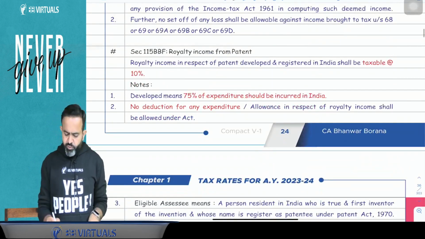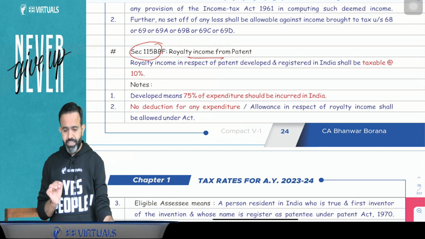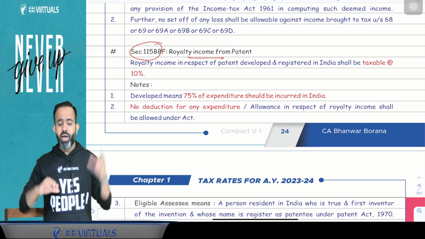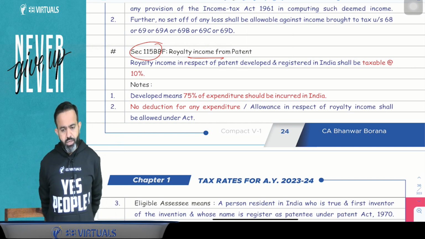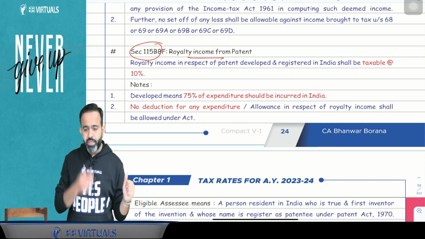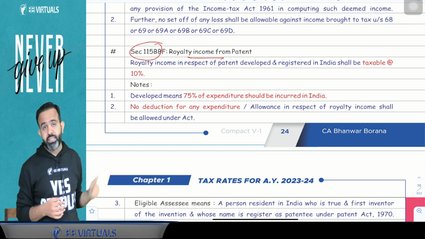One more point is 115BBF. 115BBF says that if you receive any royalty on a patent and that patent is developed in India, then you have an option to pay tax at the rate of 10% on that royalty income. Normally royalty income is taxable at the normal rate, but the assessee can opt for 115BBF and pay tax at the rate of 10%.